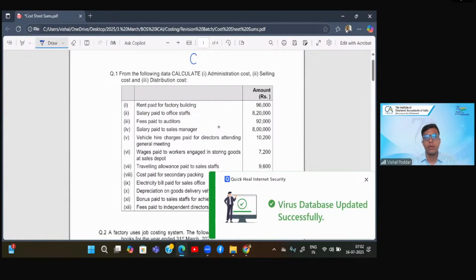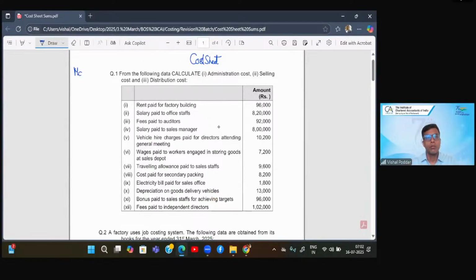that broadly, one is for manufacturing, then for services, and then for other activities. Now, within manufacturing, you have job, batch, or single or output costing. The formats are more or less same for all these because ultimately they belong to the same category, that is manufacturing.